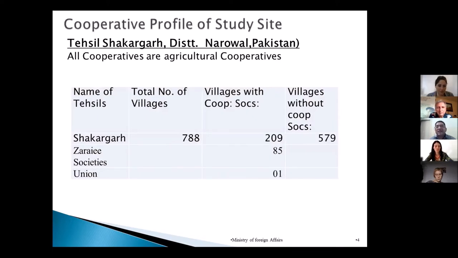So our study site is a small town of Shakargarh, which is situated in the district Narowal, Pakistan, where all cooperative institutions are agricultural cooperatives. The Tehsil Shakargarh comprises 788 villages, where 209 villages have cooperative societies and 579 villages are without any cooperative societies. There are 85 Zaraiee societies. Zaraiee in the local language means agricultural industrial societies. And there is one union, which is the practical form of cooperation among the cooperatives.